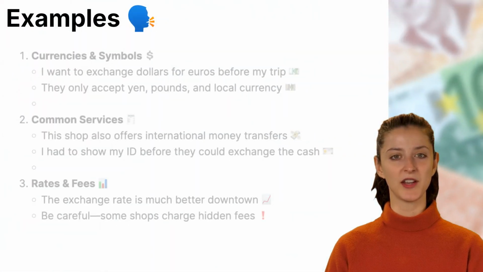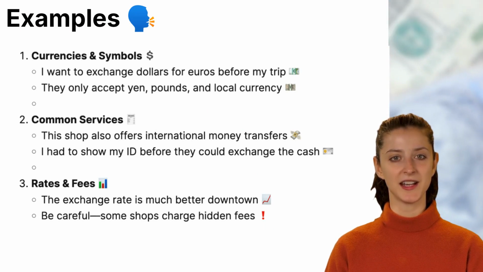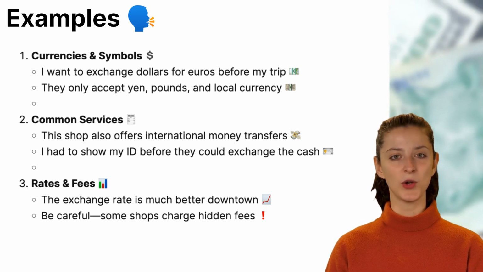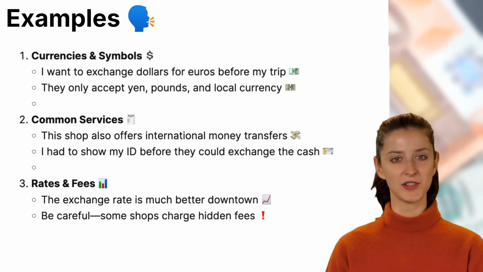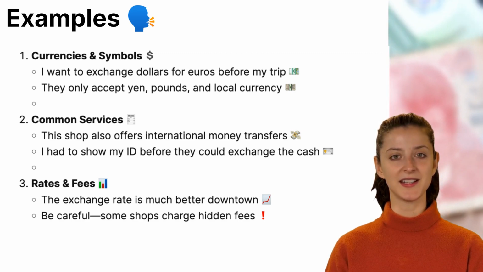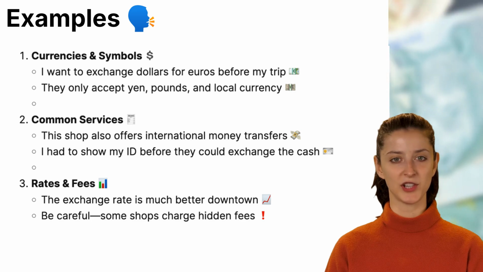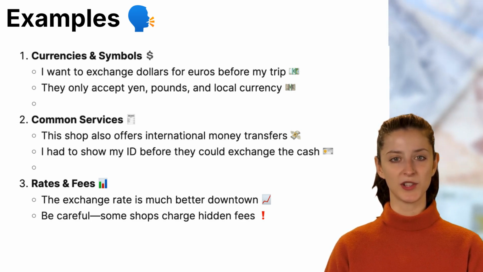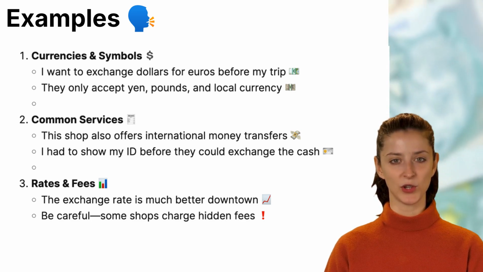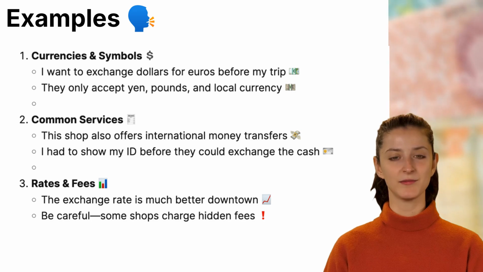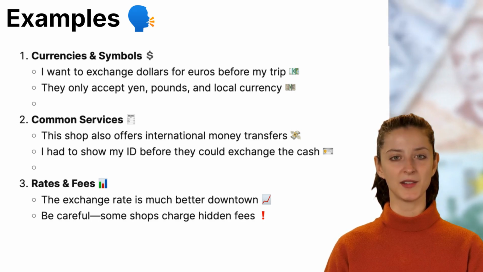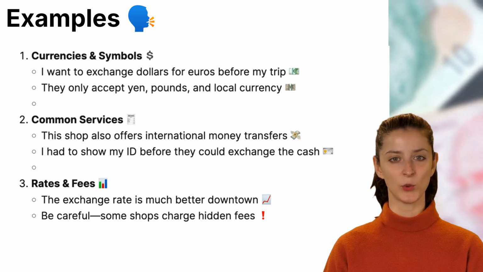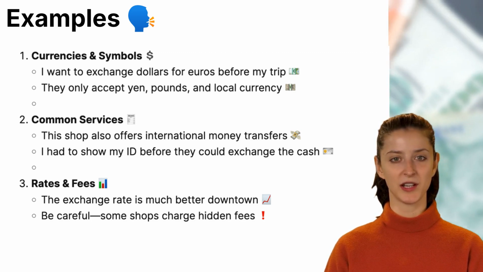Now that we've gone over essential vocabulary, let's see how these words are used in real-life sentences. These examples will help you understand how to use them naturally in conversation. 1. Currencies and symbols. I want to exchange dollars for euros before my trip. This is a common way to express your need to convert one currency into another while planning for travel. They only accept yen, pounds, and local currency. This sentence helps you understand how to check which types of money are accepted at a location.